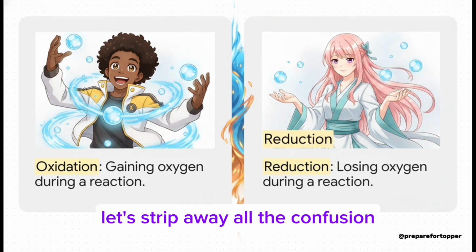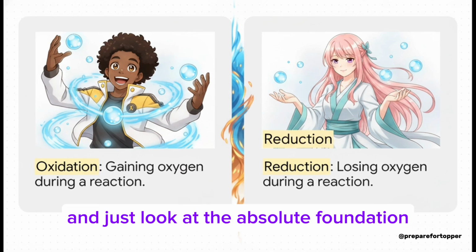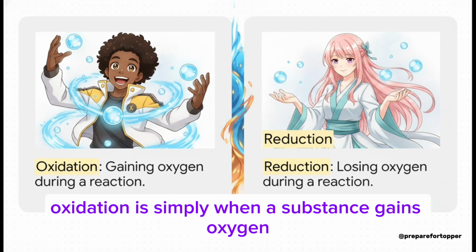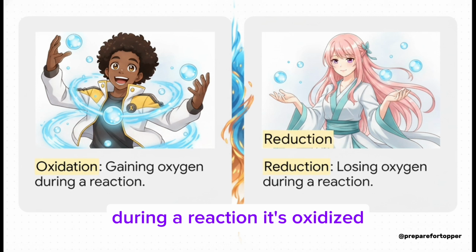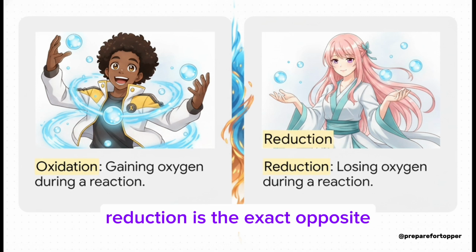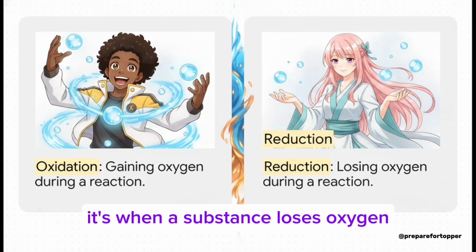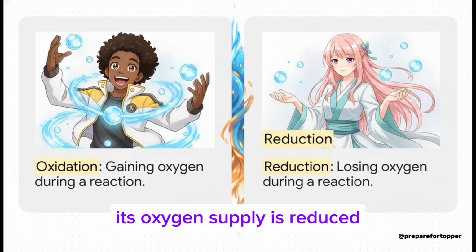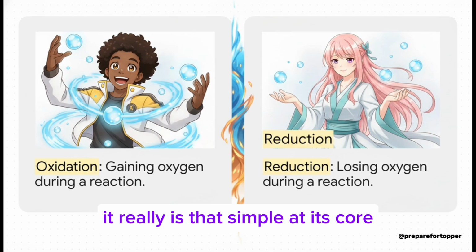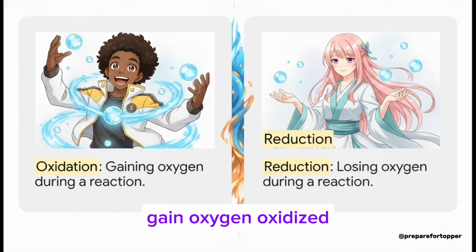Let's strip away all the confusion and just look at the absolute foundation. Oxidation is simply when a substance gains oxygen during a reaction. It's oxidized. Reduction is the exact opposite. It's when a substance loses oxygen. Its oxygen supply is reduced. It really is that simple at its core. Gain oxygen, oxidized. Lose oxygen, reduced.